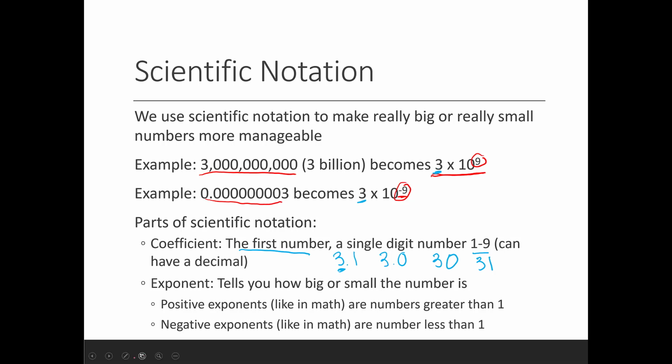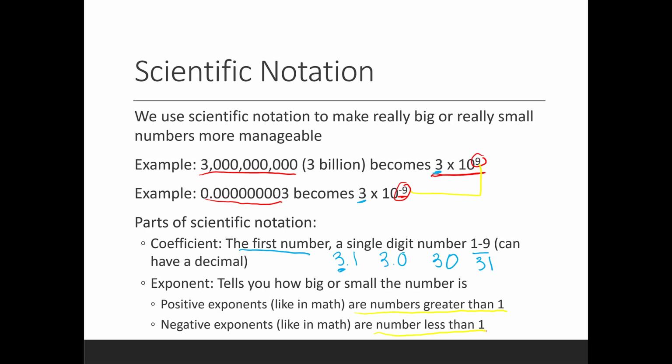Then the second part is the exponent. The exponent tells you how big or small the number is. So like I said, from math, we should know the difference between positive exponents and negative exponents. Positive exponents tell us that the number is greater than 1. 3 billion is clearly larger than 1. Those negative exponents mean that we have a very small number, so something less than 1. That's what a negative exponent means. Now let's use that information to talk about how we get into scientific notation.